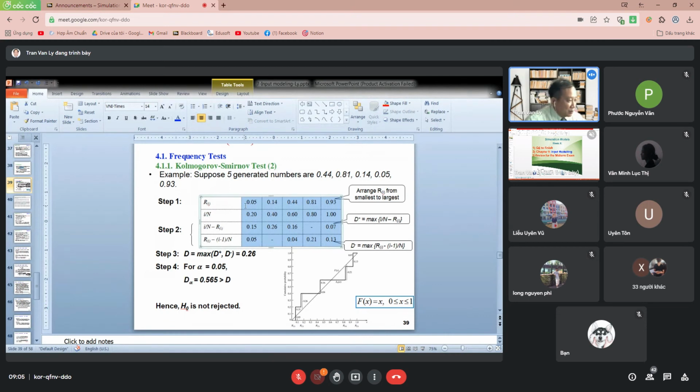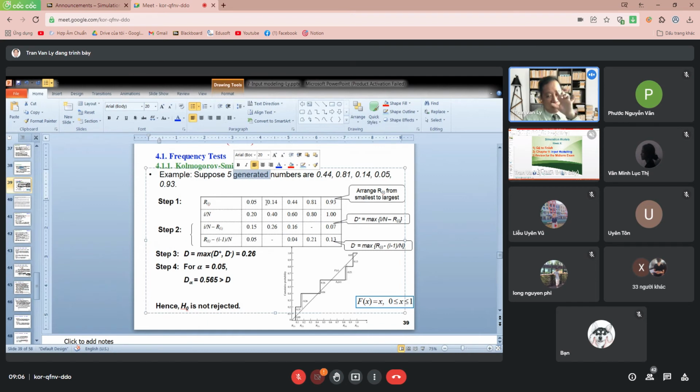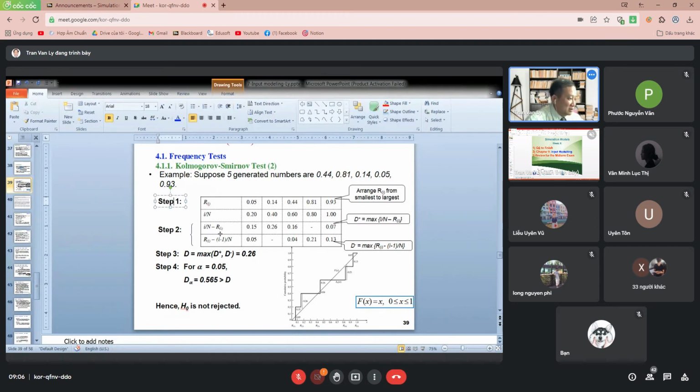Oh, you put it in here. You see, if we have 5 numbers, that is a small sample size, so we cannot apply chi-square, which needs at least 20. Step by step: order the data from small to large. Step 2, you identify D plus and D minus. You write it here.